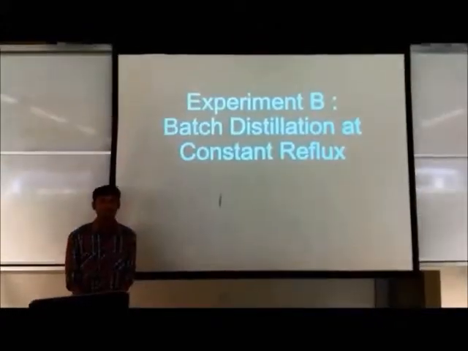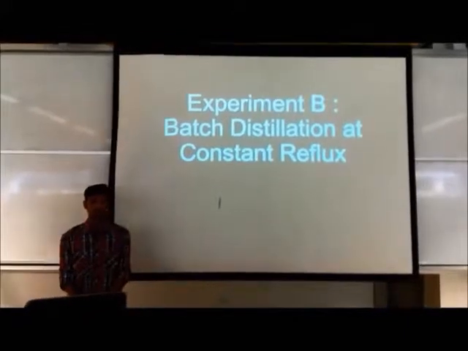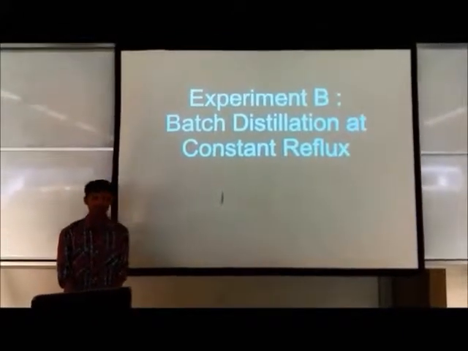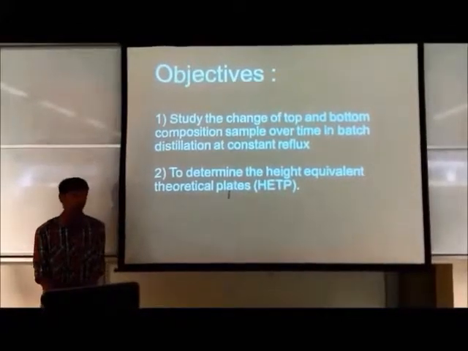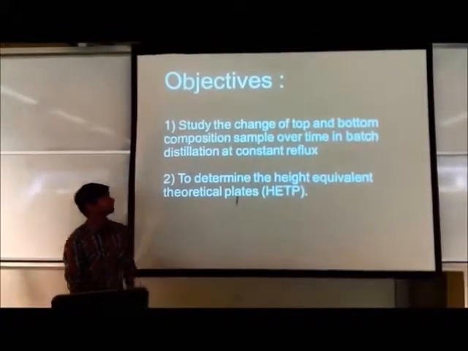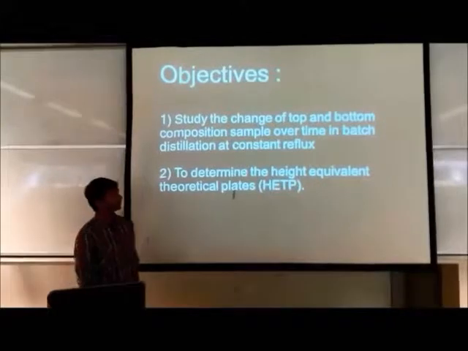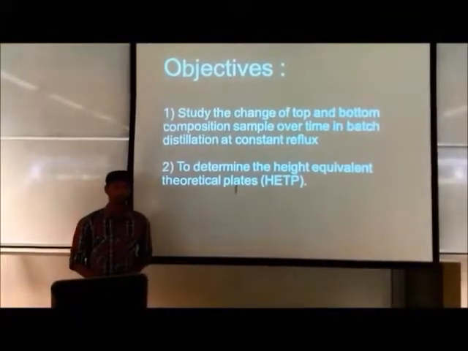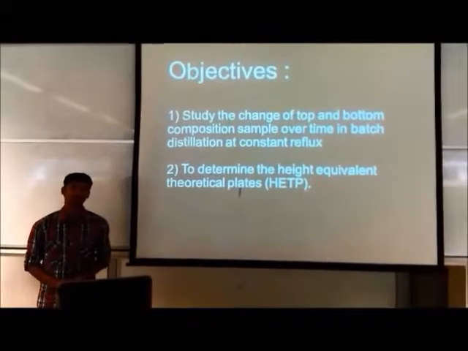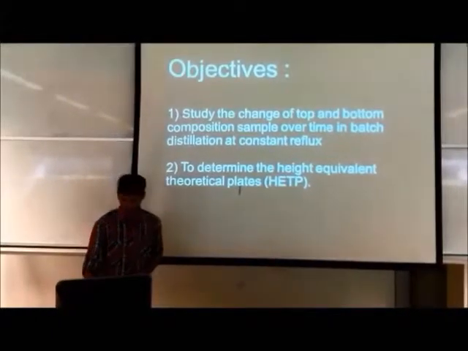Thank you. Now I am going to talk about the results and discussion of experiment B, which is the batch distillation at constant reflux. The objective of experiment B is to study the changes of top and bottom composition samples over time in batch distillation at constant reflux. The second objective of this experiment is to determine the height equivalent to a theoretical plate, HETP.